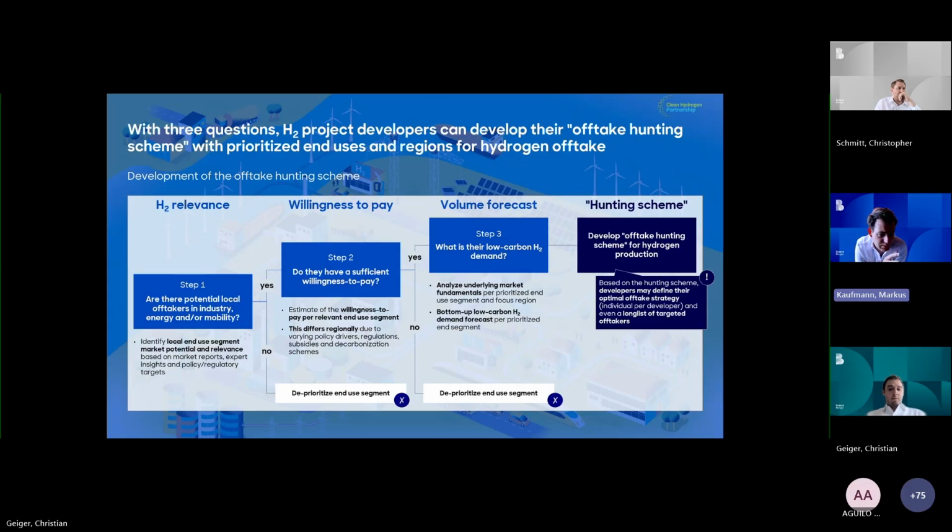So we typically, when we develop an offtake strategy for a project or a portfolio of projects, go through 4 key steps. One is first a prioritization of end-use segments in terms of their market potential and relevance. So basically, what are especially industrial, but also energy and mobility off-taker segments in the vicinity or in an accessible area of a given project. Then the key question is, do they have, or are they likely to have, sufficient willingness to pay given the landed cost that a project can get to, right?